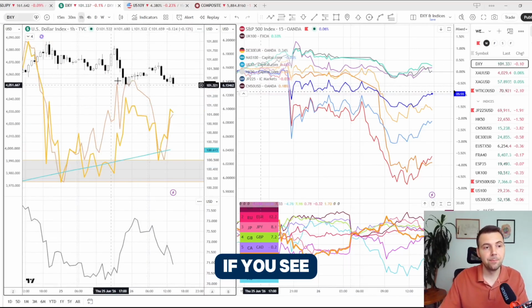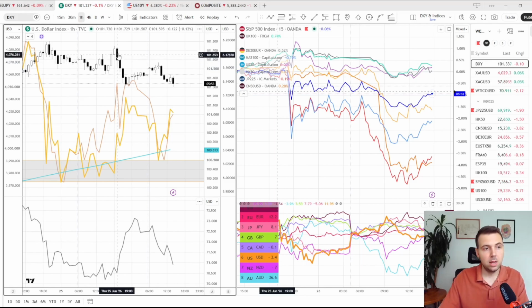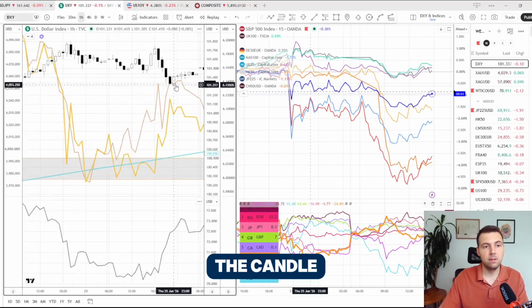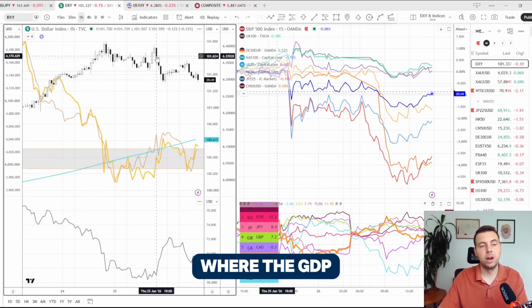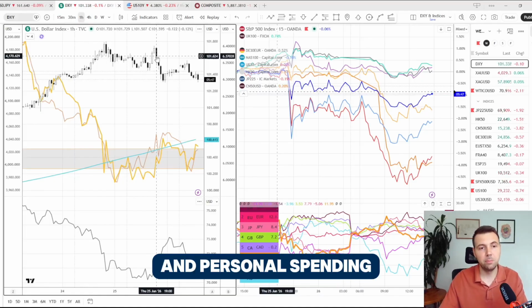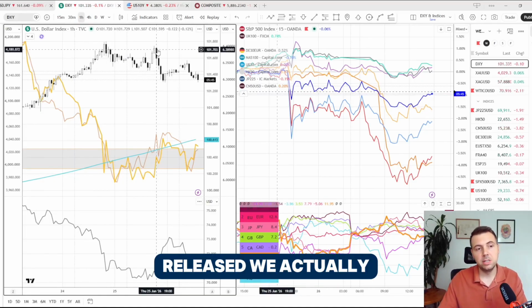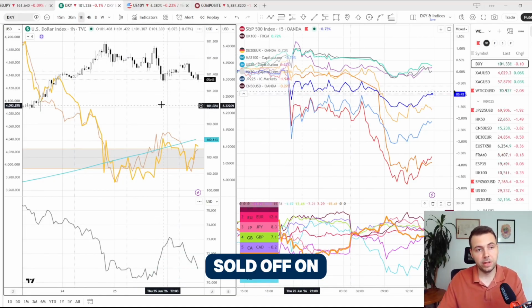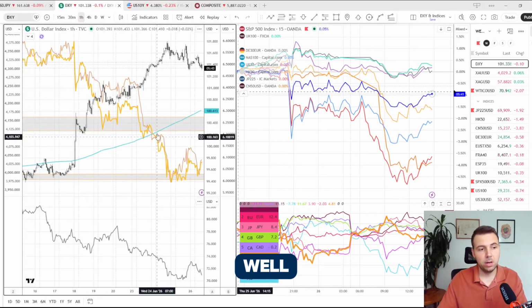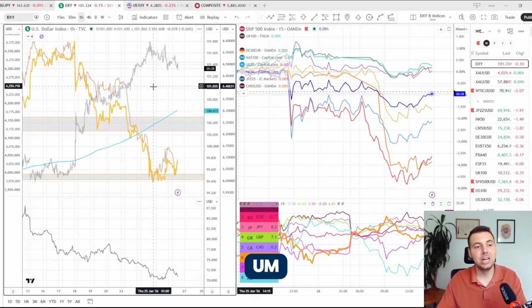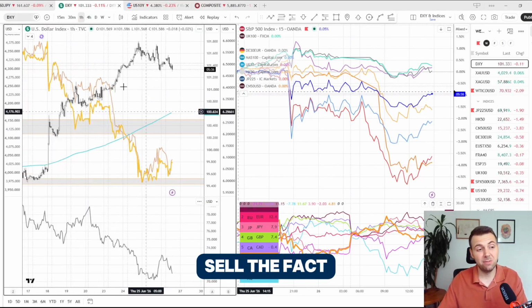If you see, this is the candle where the GDP and personal spending released. We actually sold off on that release. Why? Well, it looks like a buy the rumor, sell the fact reaction.